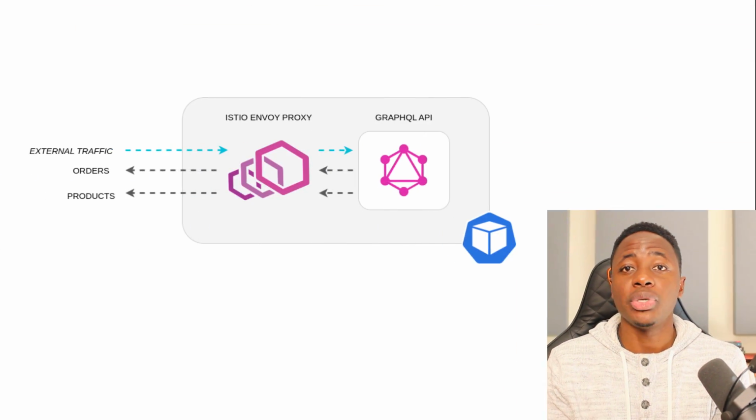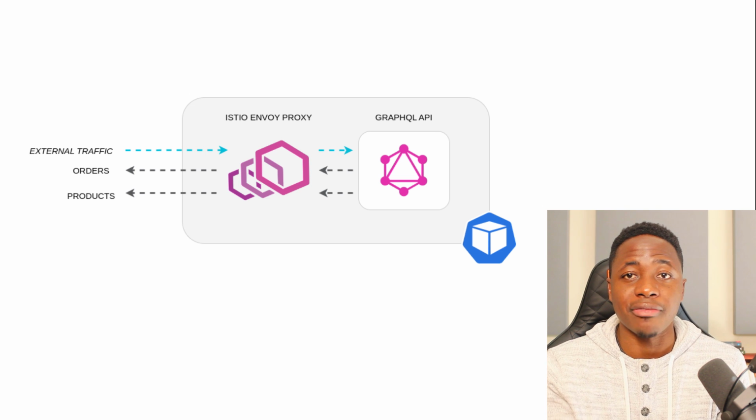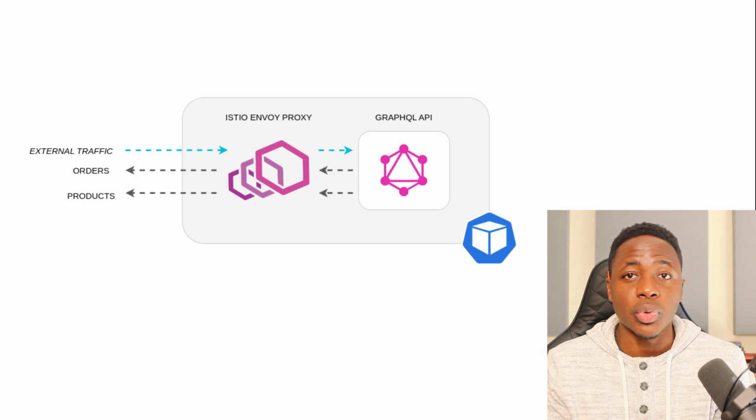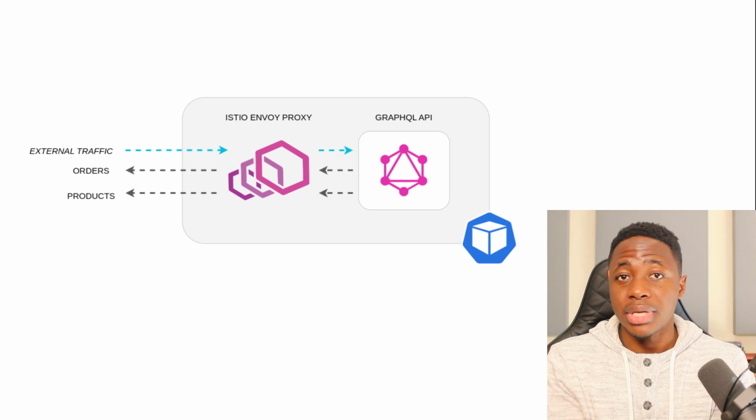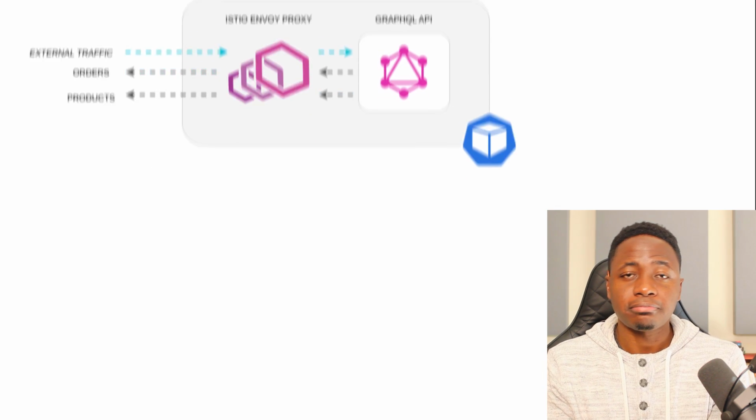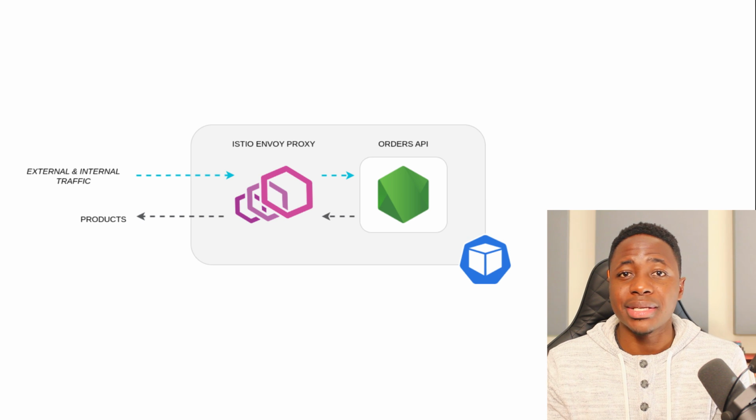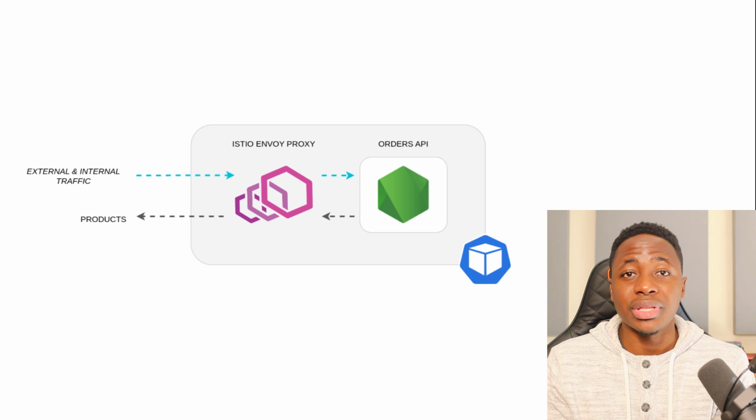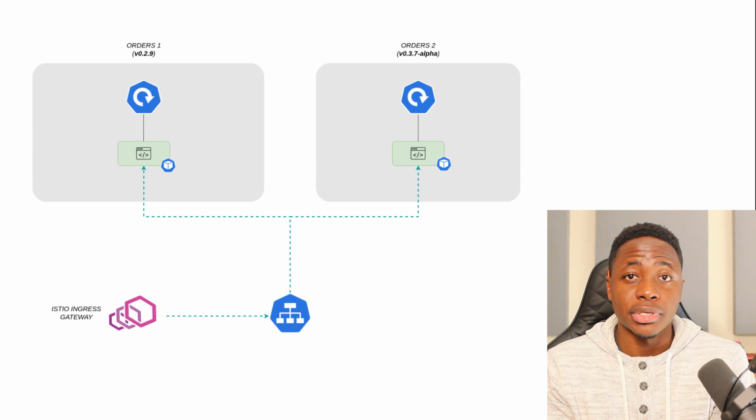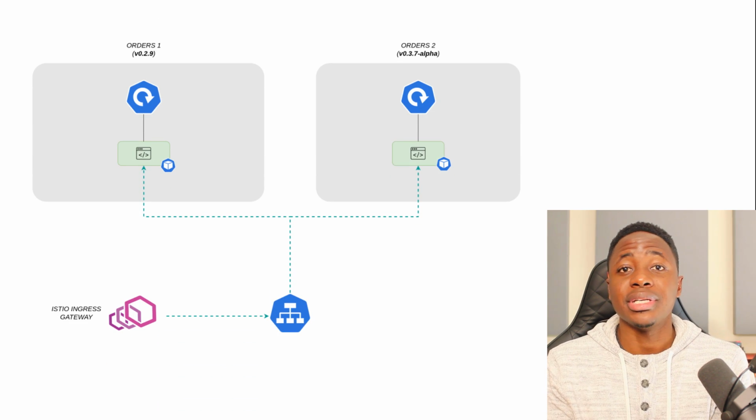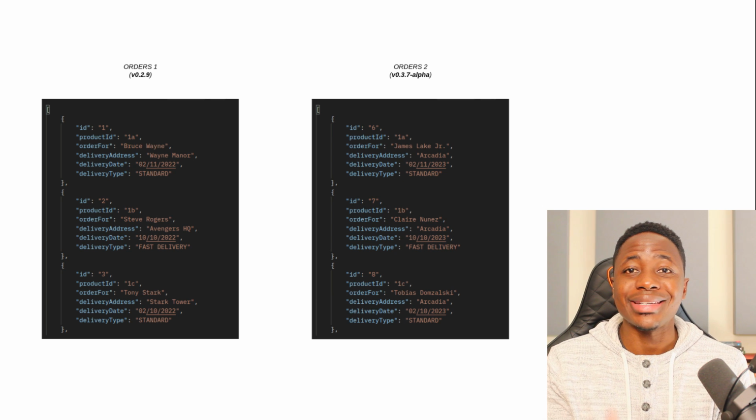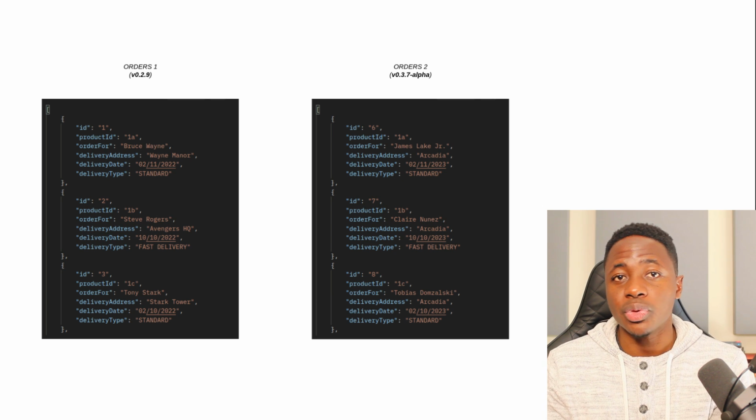First, I have a GraphQL microservice that receives external traffic requests and plays the role of a data aggregator or an API gateway of sorts, and it talks to both orders and products, my two other services. The orders microservice can be accessed both through the GraphQL API or it can be communicated with directly. I have two versions of orders, and both are fronted by the same Kubernetes service. They each return a different list of orders. And in addition to that, Orders 2 has an extra endpoint that communicates with products.